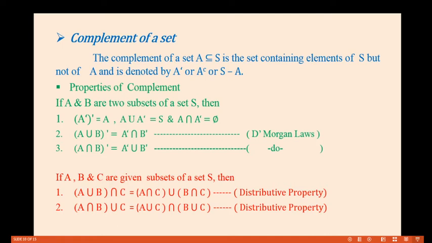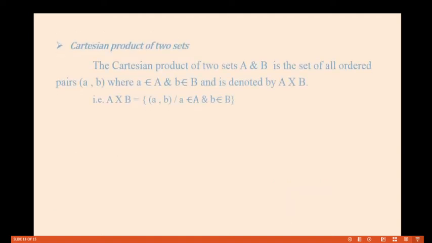If A, B and C are given subsets of S, then A union B intersection C is equal to A intersection C union B intersection C. In the same way, A intersection B union C is equal to A union C intersection B union C. And these two are known as distributive properties.